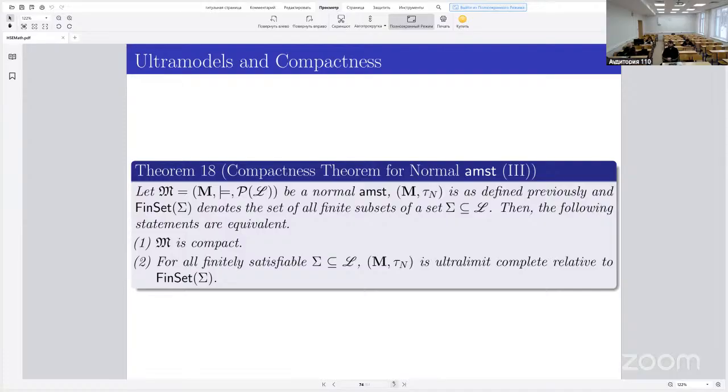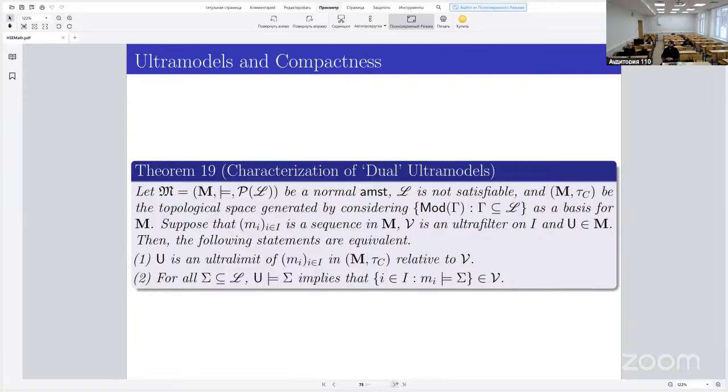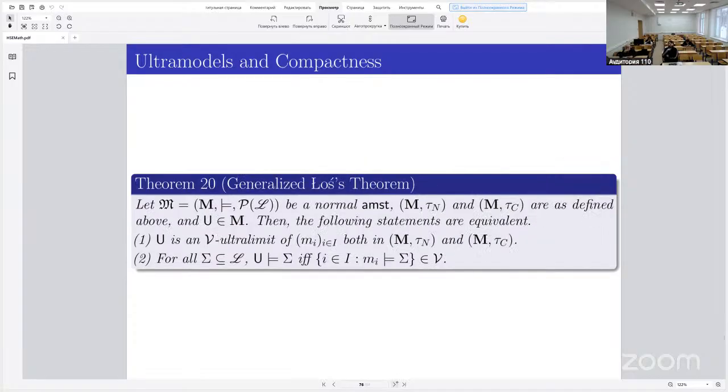So you just take a particular kind of set. This is essentially what we do, just the indexing needs to be careful. So one direction was given, now for the other direction. We had this direction, and there is also something if you just tinker with the topological space here. Instead of considering the mod alpha sets, you consider mod gamma and consider this as the basis for the topological space. Then U is an ultra limit in the new topological space related to V, for every ultrafilter, if and only if for every sigma, U satisfies sigma implies that the set of all indexes such that Mi satisfies sigma belongs to V. If you combine these two theorems, you get what I refer to as the generalized Łoś theorem, because this is precisely the form of Łoś's theorem if U is the ultraproduct.